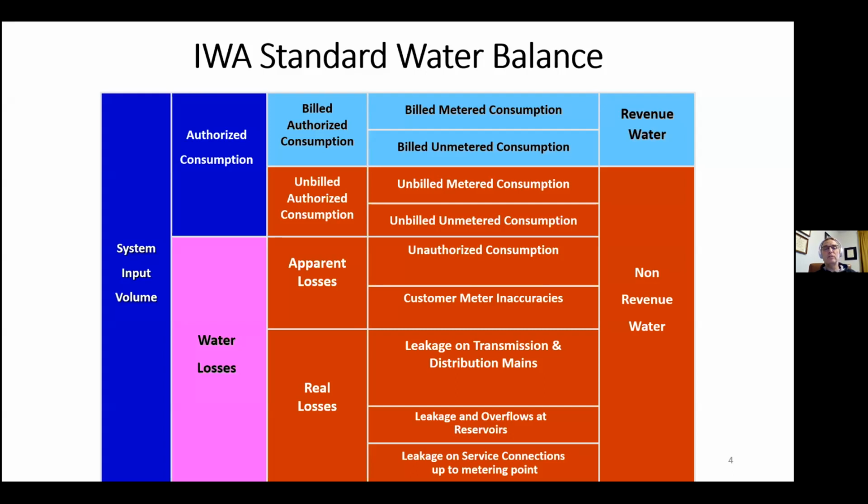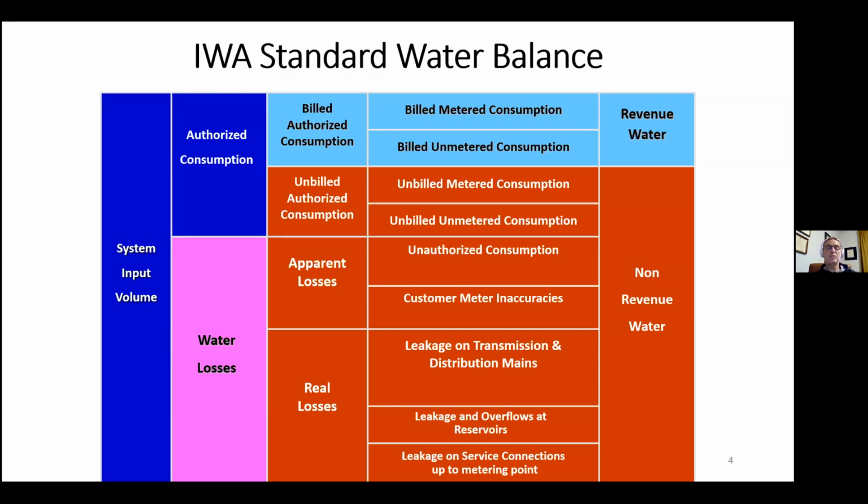So here you see the standard water balance that's portrayed by the IWA methodology. On the left, you start with your system input. So hopefully you know what's coming from the treatment plant. You have it broken down into authorized consumption, which is hopefully what you get revenue from for the most part, and also, of course, water losses.